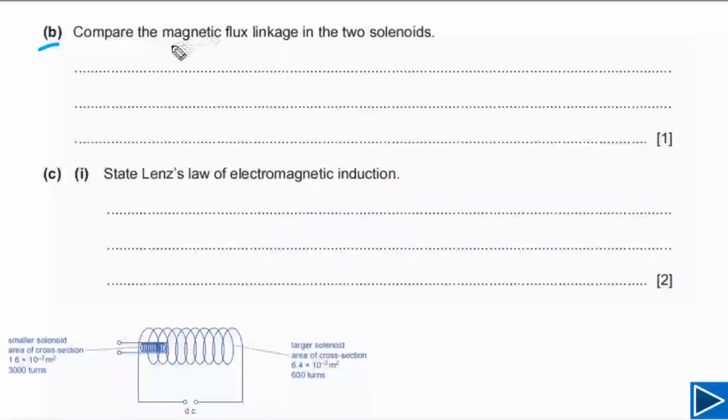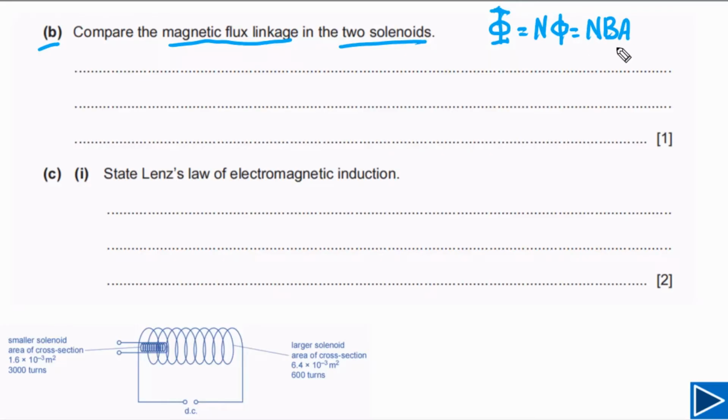For part B, we need to compare the magnetic flux linkage in the two solenoids. First of all, let's try to understand what is magnetic flux linkage. Magnetic flux linkage is simply equal to N times flux, so this is N times flux. Or simply you can say this is equal to N times BA. Now we need to compare this one, so we can rearrange this one again.